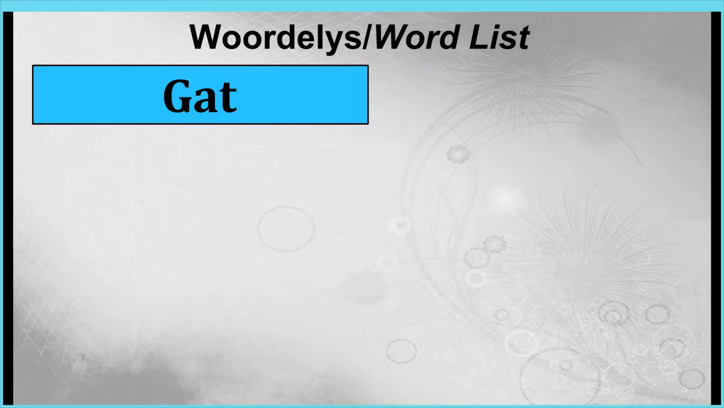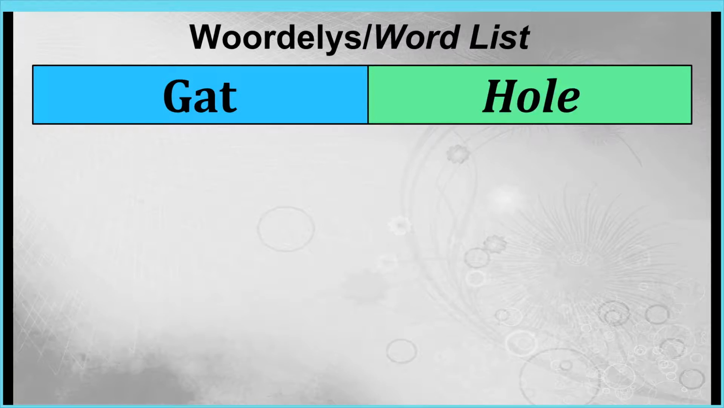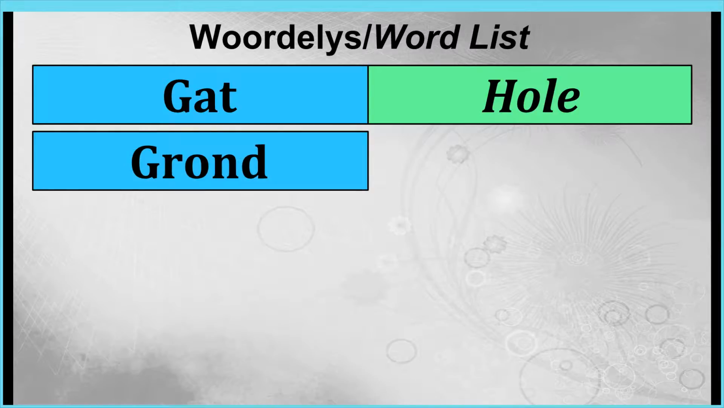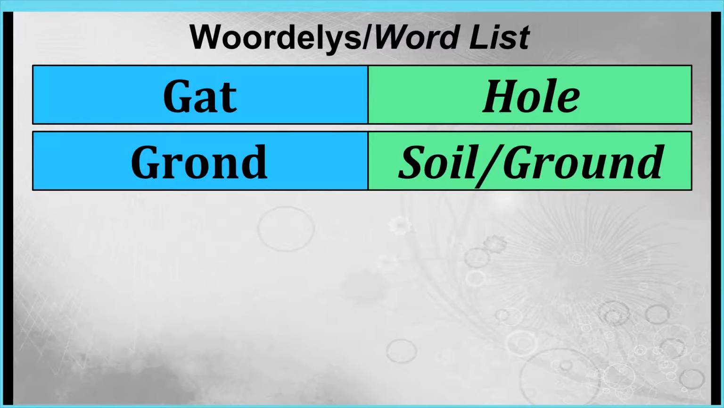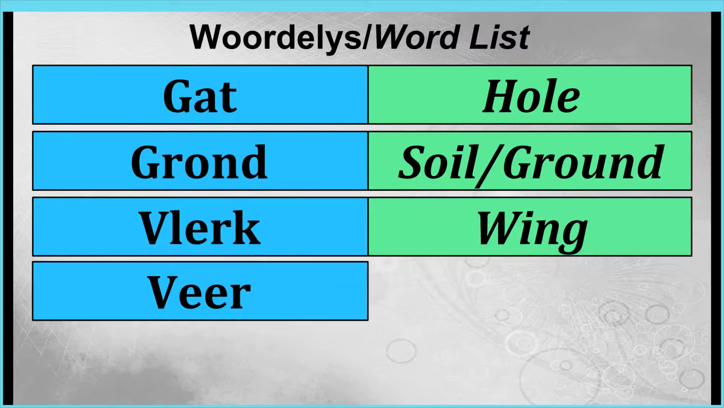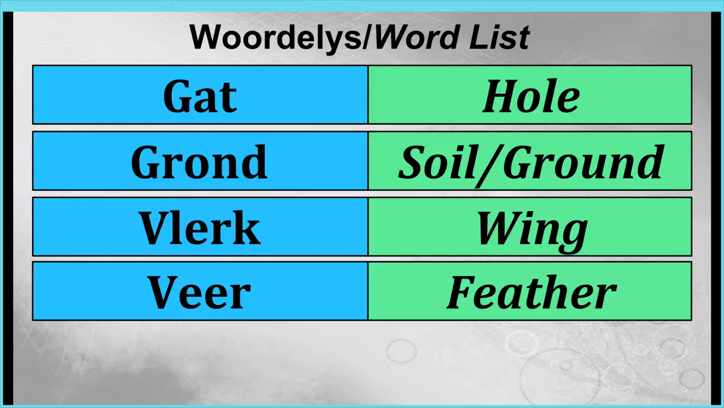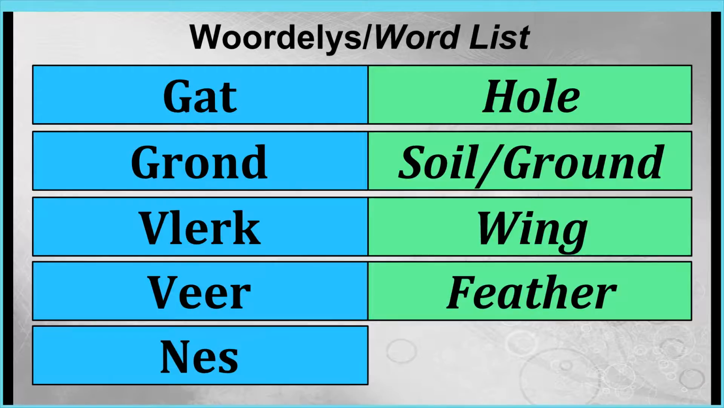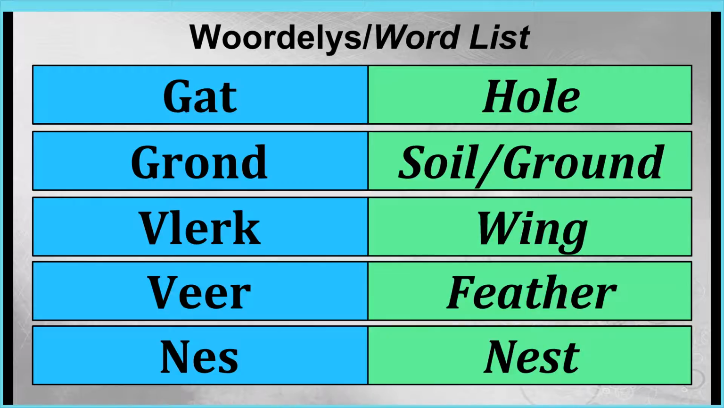Gat, gat. Hole, like a hole in the ground. Grond, grond. It can mean soil or it can mean ground. Vlerk, vlerk. Wing. Veer, veer. Feather. Nes, nes. Nest.